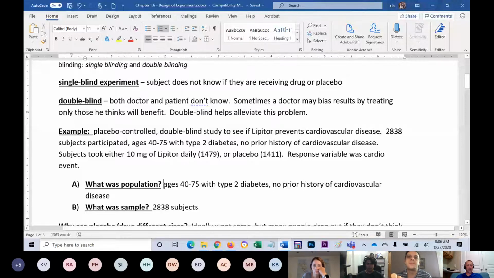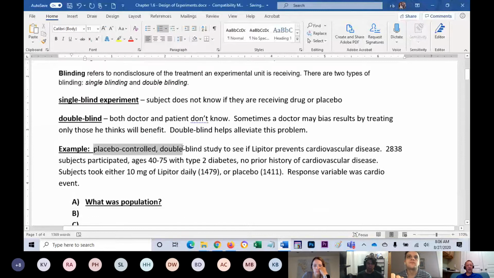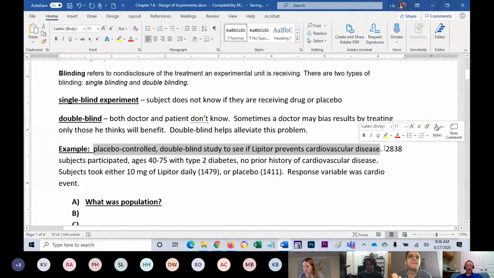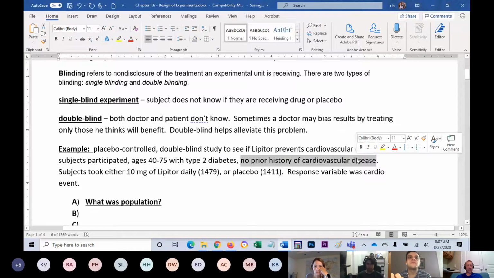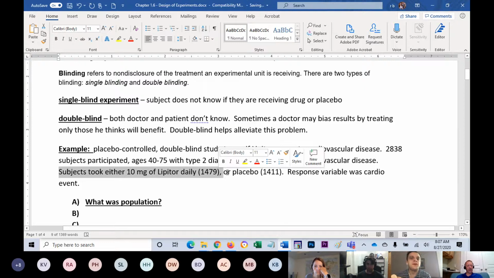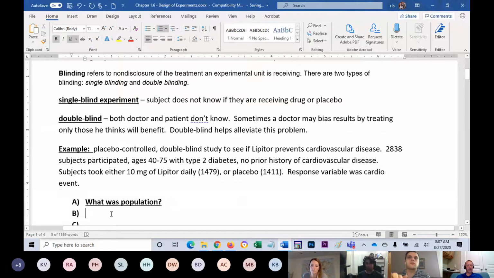I probably shouldn't give away the answers yet. So let's see if we can do this. A placebo-controlled double-blind study is done to see if Lipitor prevents cardiovascular disease. 2,838 subjects participated, aged 40 to 75 with type 2 diabetes, no prior history of cardiovascular disease. Subjects either took 10 milligrams of Lipitor daily, of which we had 1,479 subjects, or a placebo, we had 1,411. The response variable was a cardiac event.